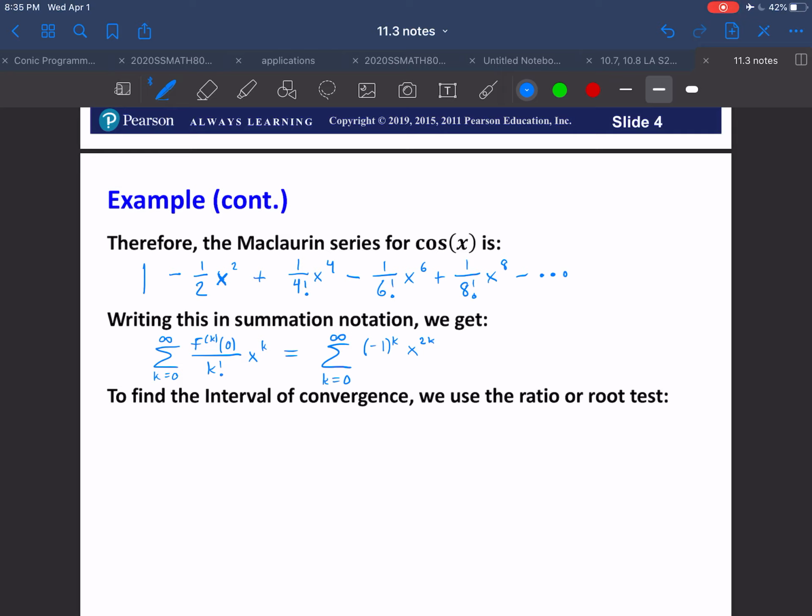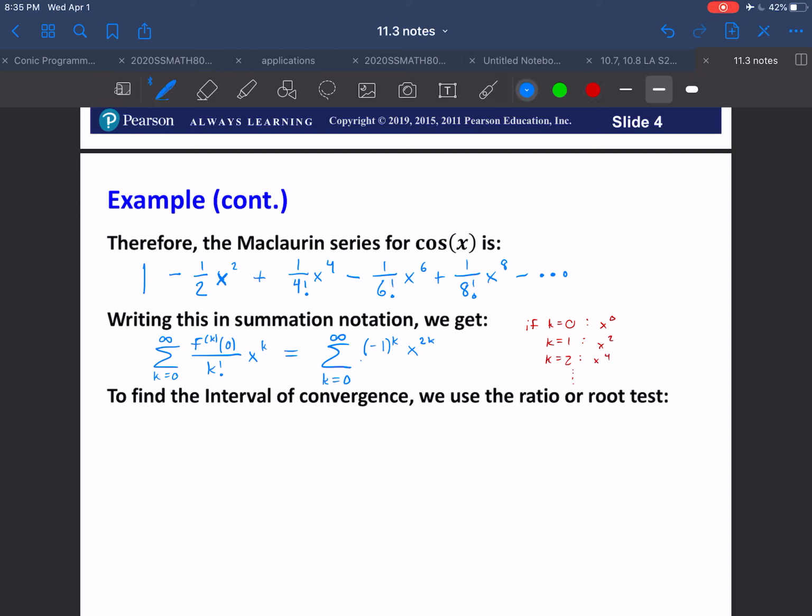Okay, so let's think about why that is. Whenever k is equal to 0, then we would get x to the 0. If k is equal to 1, we would get x to the 2 times 1, so x squared. If k is equal to 2, we would get x to the 4th, and so on and so forth. So that's why we can write x to the 2k there. That captures just the even powers of x.